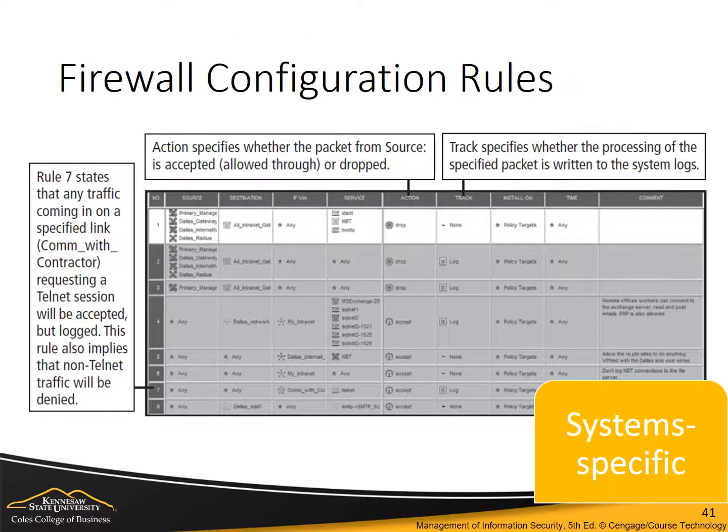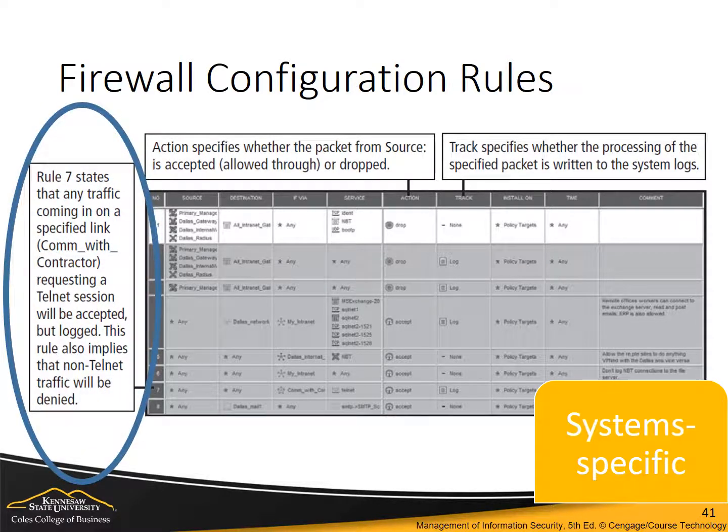For instance, let's look at firewall configuration rules. Here, Rule 7 says, any traffic coming in on a specified link requesting a telnet session will be accepted but logged. This rule also implies that non-telnet traffic will be denied. This rule is specific to the system, but not necessarily to the level of access.